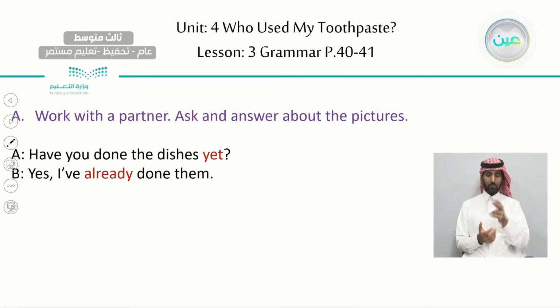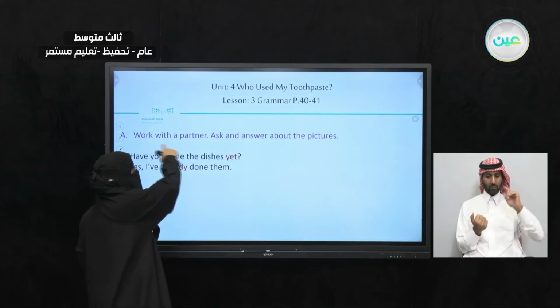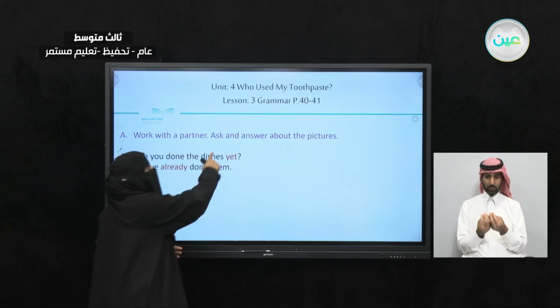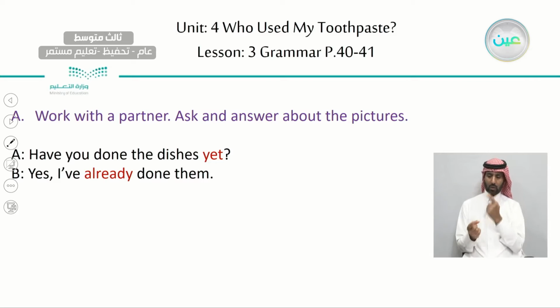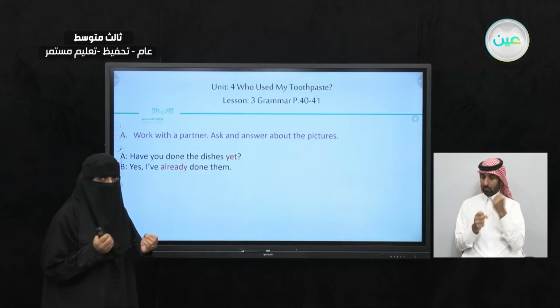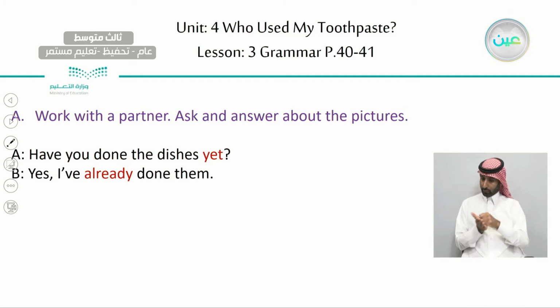Now looking at the exercises, can you open your books and look at exercise A? Work with a partner. Here you will not work alone. You have to work with a partner, okay? Ask and answer about the pictures. You have different pictures in your book and you have to ask each other questions using just, already, yet, and answer using these words, and we have to use the present perfect. Okay, this is an example. Have you done the dishes yet? Yes, I've already done them. We can see it in front of us in our book.